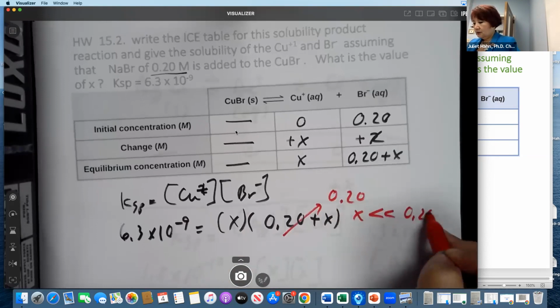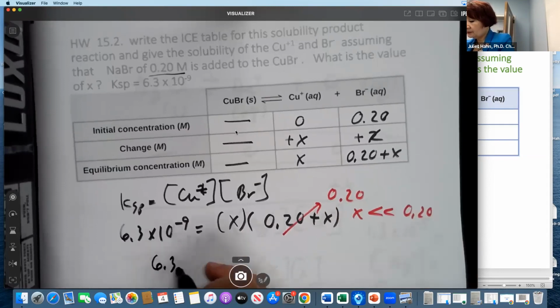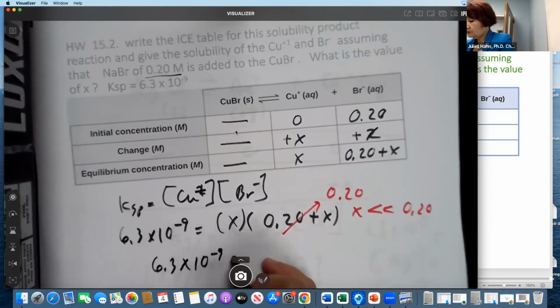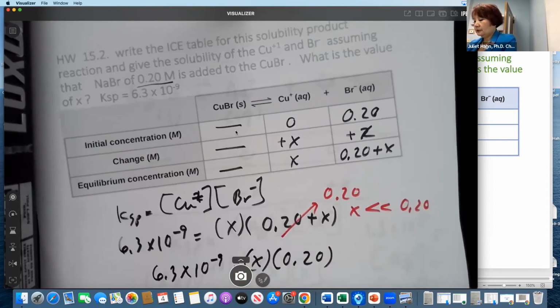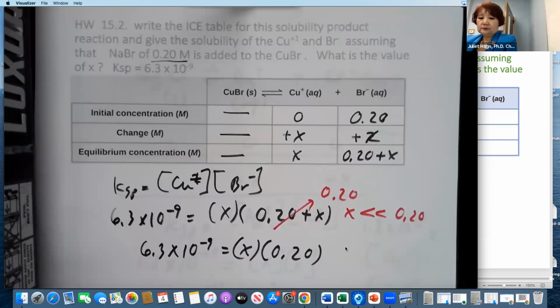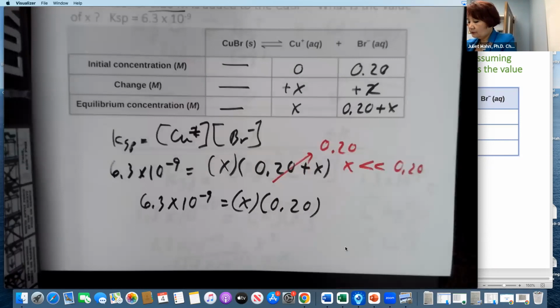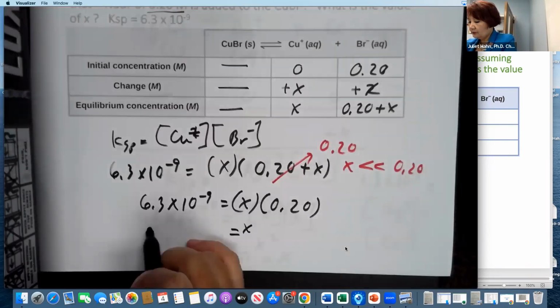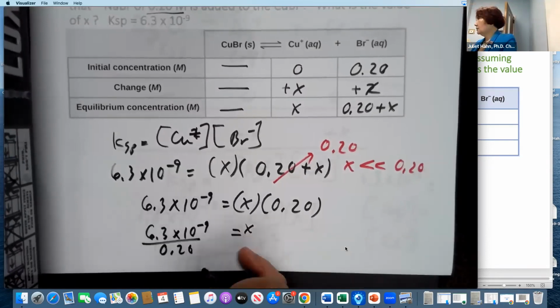So we can go ahead and plug that in now. So then you get 6.3 times 10 to the negative 9 is equal to x times 0.20. So then it becomes a very simple algebra problem where you got 0.20 next to the x. You want to get the x by itself. So you divide both sides of the equation by the 0.20. And when you do that, you get x is equal to 6.3 times 10 to the negative 9 divided by 0.20.